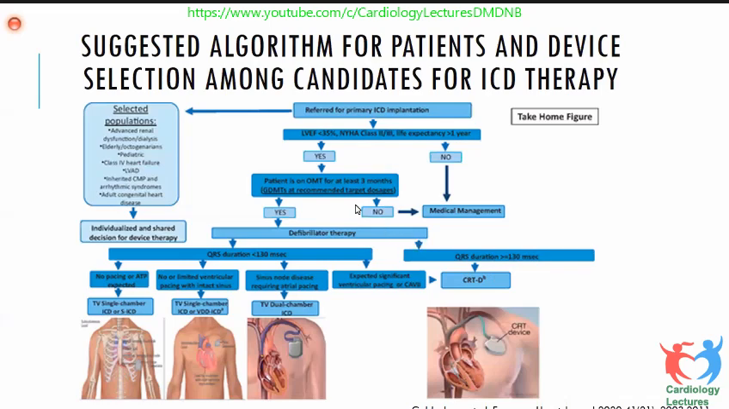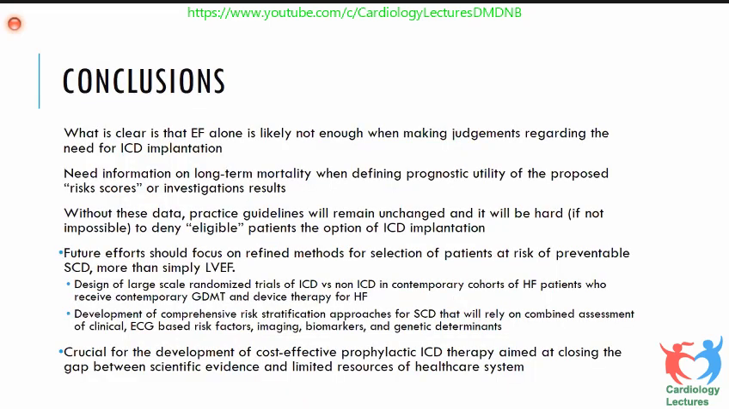This is another algorithm published just earlier this year regarding ICD candidates, but I'm sure the rest of the speakers today or in the next ICD lecture will go through this in more detail with you.